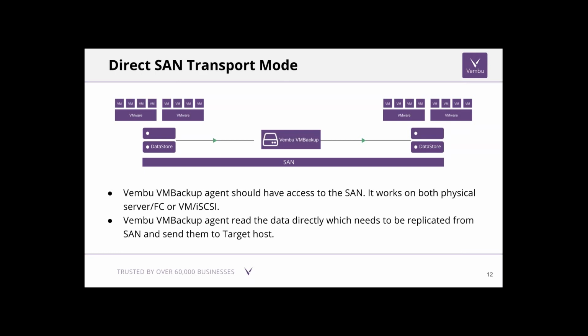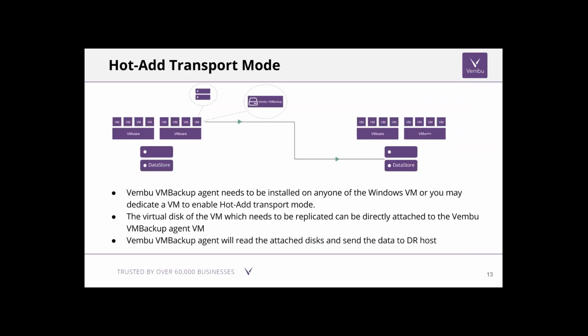And also, if the target host also has SAN access, or the data store in the target host is also on the same SAN storage, the writing of data to the DR host will also be LAN free. So it will be a much faster replication compared to the other 2 modes. As I said earlier, the transport mode will be chosen by the Vembu VM backup agent by its intelligence, so the user doesn't need to do any manual work to choose the transport modes. That's all about direct SAN mode, and the second one is hot add transport mode.